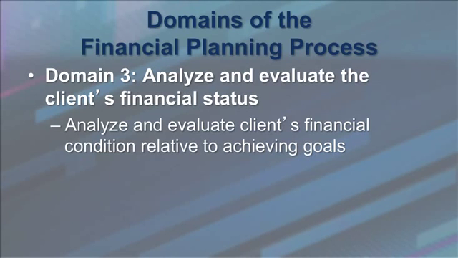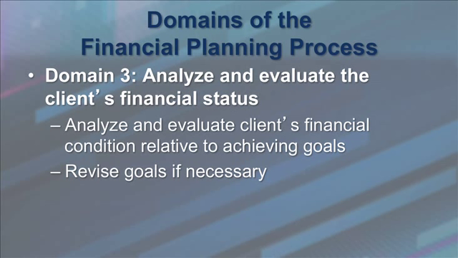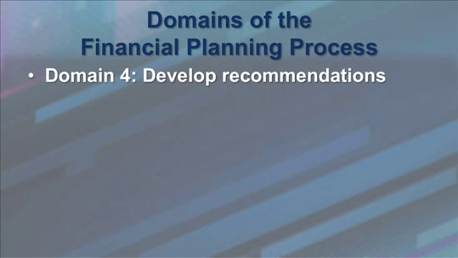In the third domain, we analyze the goals of the client. We take a look at the resources available. We take a look at the outcomes. We're going to measure them against risks. And in this third domain of the financial planning process, we're going to say, hey, to the client, can we or can we not meet our goals? In this step, we start to develop the end recommendations we're going to give the consumer, which brings us to the fourth domain. The fourth domain is to develop recommendations and alternatives.